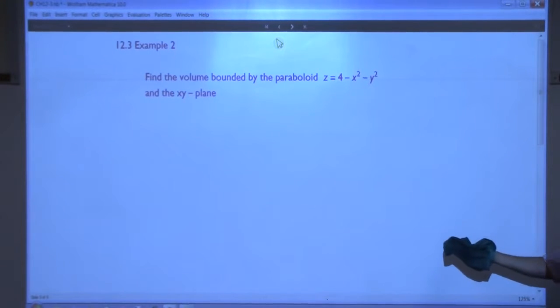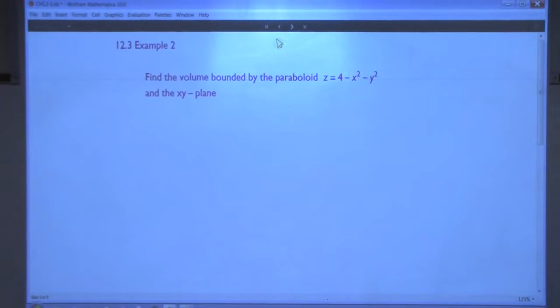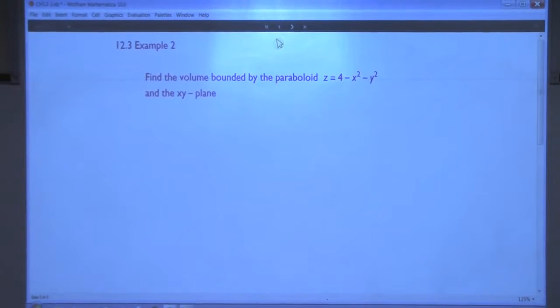I mean, that took us less than 5 minutes to do with polar coordinates. If you did that in Cartesian, it would involve trig substitution, and it's doable. It probably takes about 10, 15 minutes to do the other way.